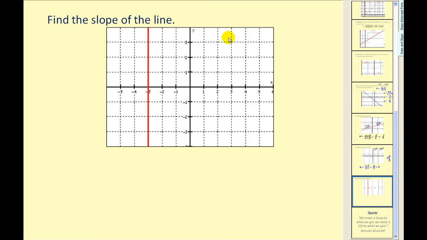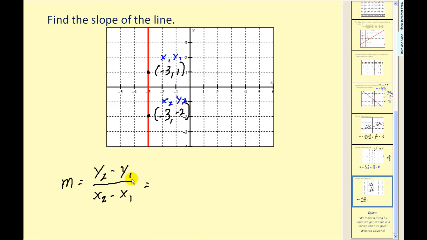Let's take a look at one more. Here we have a vertical line. Again, we need 2 points. Let's pick the point (-3, 1) and the point (-3, -2). And I'll call these the 1's. I'll call these the 2's. So our slope would be y2 minus y1, -2 minus 1, over -3 minus -3. This simplifies to -3 over 0.